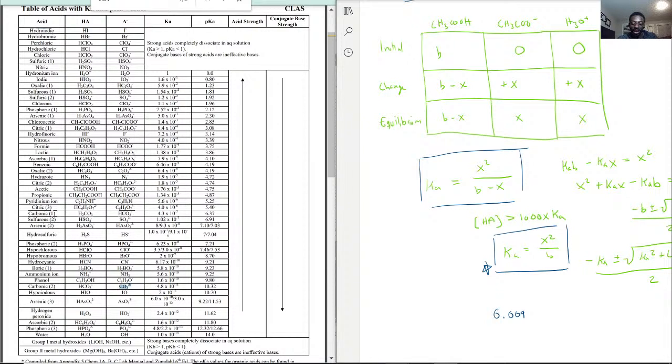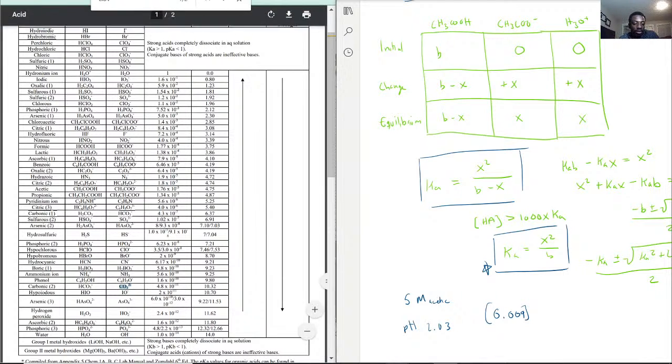Now we find the pH by taking the negative log of that answer. So the pH of 5 molar acetic acid, now that we've found the concentration of H3O, was 2.02. Well, 2.03 if we round it properly. So that's an example of how you solve for this question.